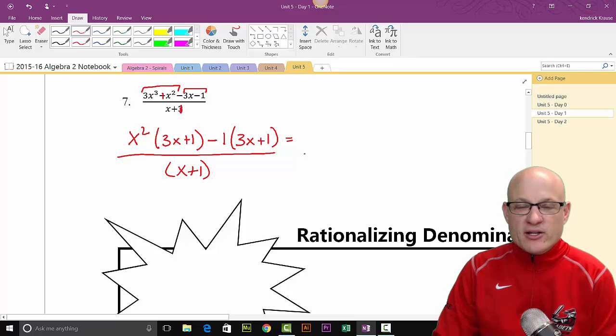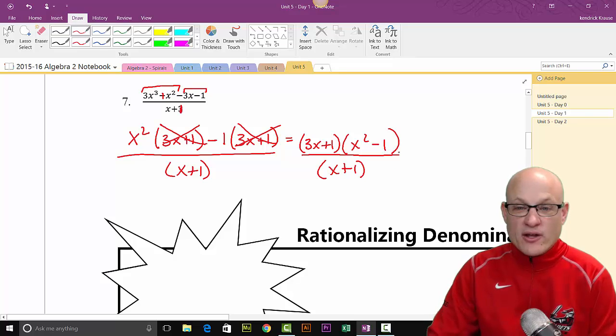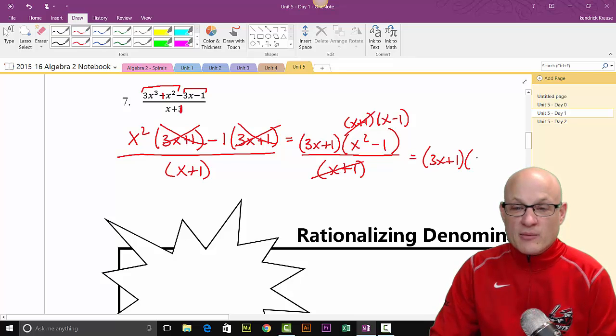All right, so if you tried this one on your own and you just came to watch me do it, I'm sorry. Forgive me. The numerator is 3x plus 1. They have this as a common factor. And then I'm left with x squared minus 1 all over x plus 1. Remember, this is x plus 1, x minus 1. These cancel. And I'm left with 3x plus 1 all times x minus 1.